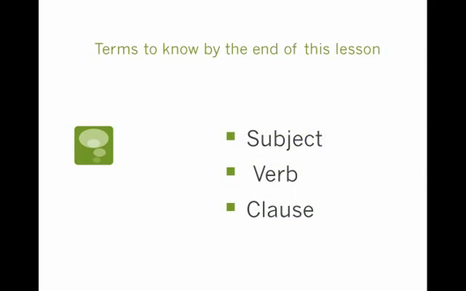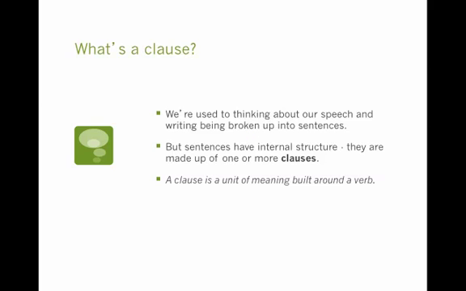So these are our terms: subject, verb, and clause. A clause, we're starting with that because that's the biggest one. A clause is a part of a sentence. So we're used to thinking about speech and writing being broken up into sentences. Certainly that's the sort of unit that we see when we start with a capital letter and end with a period. But sentences have internal structure. They're made up of one or more clauses. And that's important to know, that you can have a sentence that is just a clause, but there are lots of sentences which are made up of more than one clause.